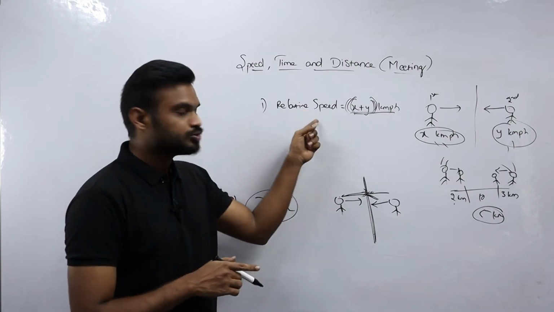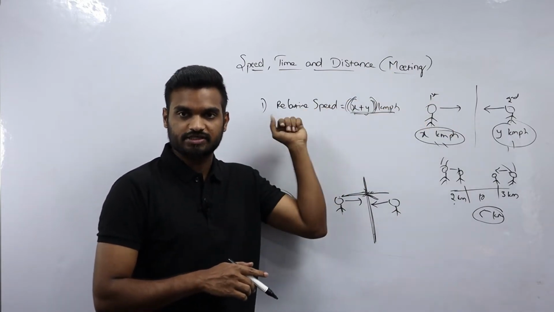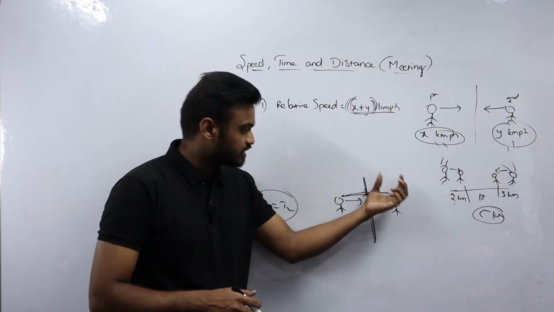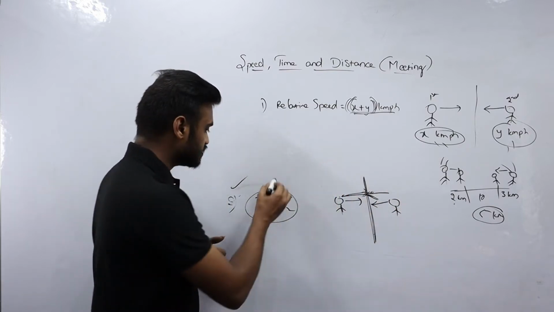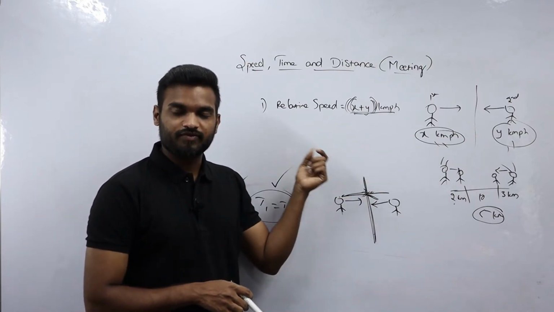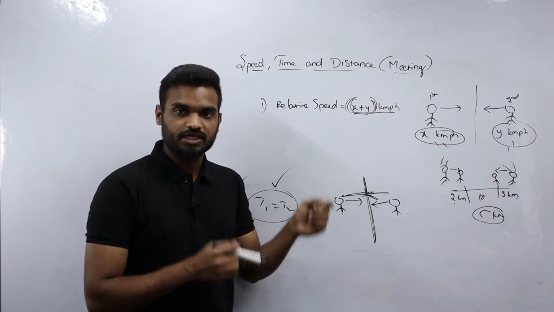The one thing is relative speed becomes the addition of both speeds of first and second person when traveling in the opposite direction. And another point is the time taken for the first person to meet the second person and the time taken for the second person to meet the first person will be same in both cases. That is T1 equal to T2. So these are the most important things you need to remember when it comes to meeting. If you understand these 2 points, you can simply solve any kind of problems based on the meeting.